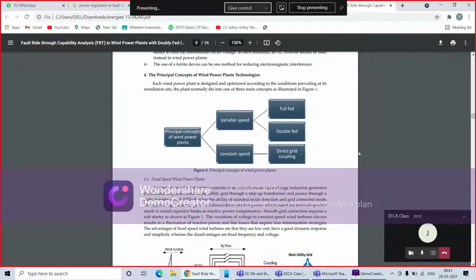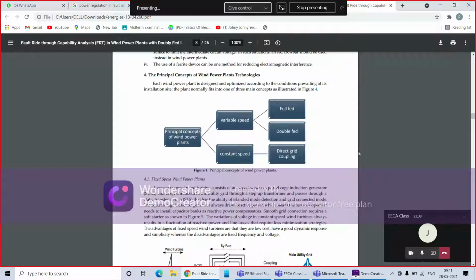Basically, what a wind turbine is doing is converting wind energy into electrical energy. It is a renewable source of energy, and it is very popular nowadays. Wind energy and solar energy are among the most popular renewable resources, which share a wide percentage in the overall electricity production.